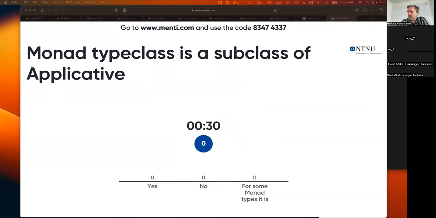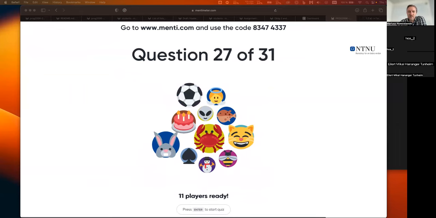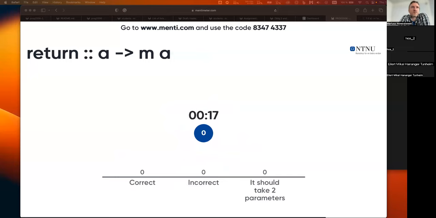Is a monad type class a subclass of applicative? Is applicative a superclass of monads? Do all monads are applicatives? Do you know a monad which is not an applicative? Yes, all monads are applicatives. In Haskell, they didn't have applicative before the monads, so the class hierarchy is somewhat complicated. But functor is a superclass of applicative, and applicative is a superclass of monads. It's a clear hierarchy.